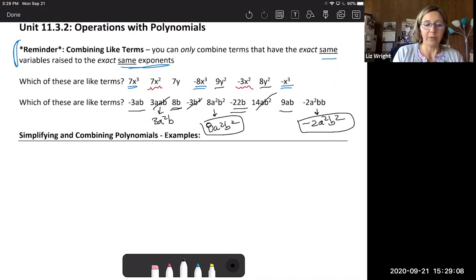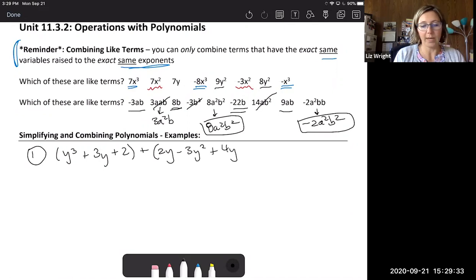All right, so for our first example, we are just going to be simplifying and combining these polynomials. And so we're just going to start with adding. We're going to add these polynomials. So we've got this first one that's going to be y cubed plus 3y plus 2 plus another quantity of 2y minus 3y squared plus 4y cubed minus 1. So we're going to start with that.